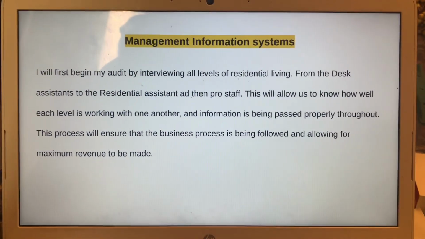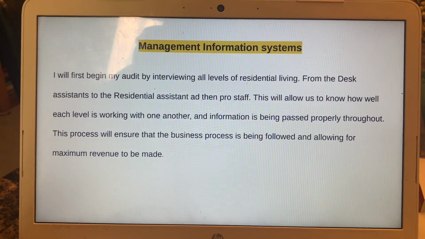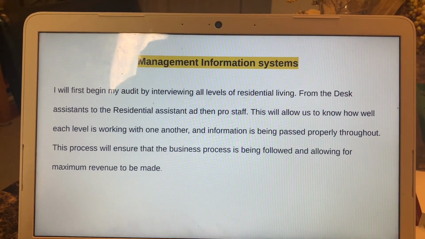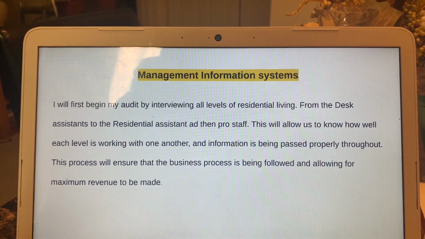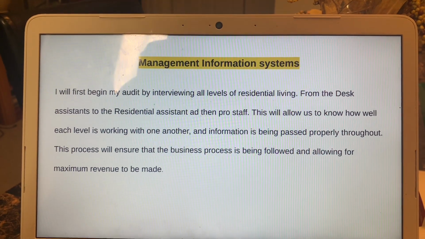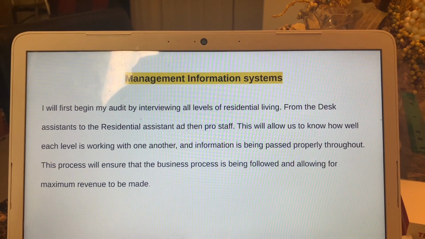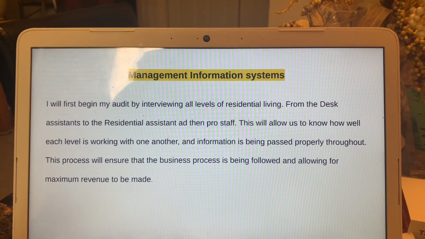So what this means is when I first go, I want to interview the lowest part of residential living, because those people are where it starts at, which is very important to us. Then I want to make our way up to the residential assistants, which is the RAs. And what they do is they're over top of the DAs. So we want to make sure that we're having some type of communication between each level.